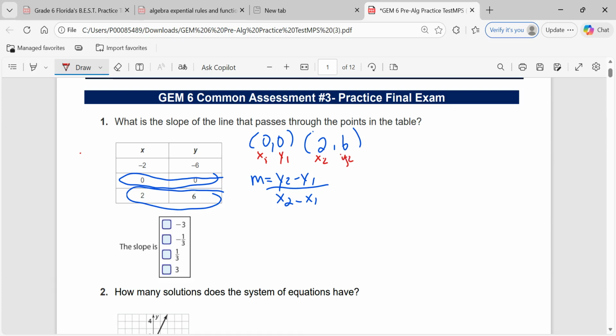So then I'm going to substitute. My slope then is equal to y2, which is 6, minus y1, which is 0, divided by x2, which is 2, minus x1, which is 0. That's going to give us 6 over 2, which when I simplify it means my slope is going to be 3.